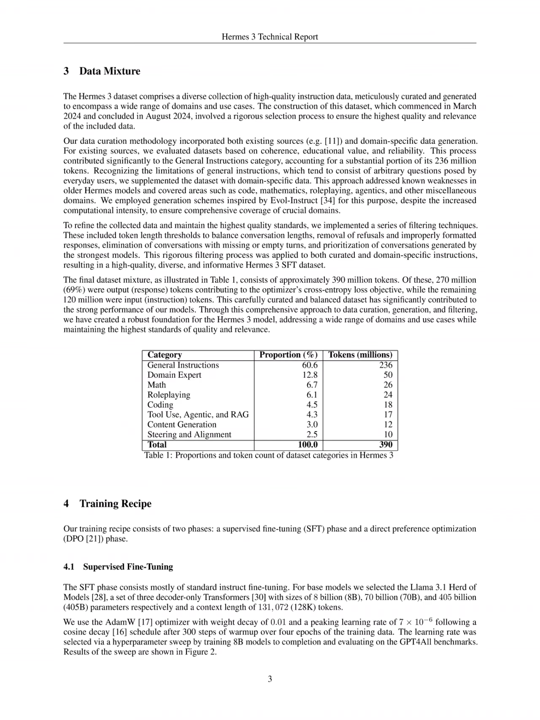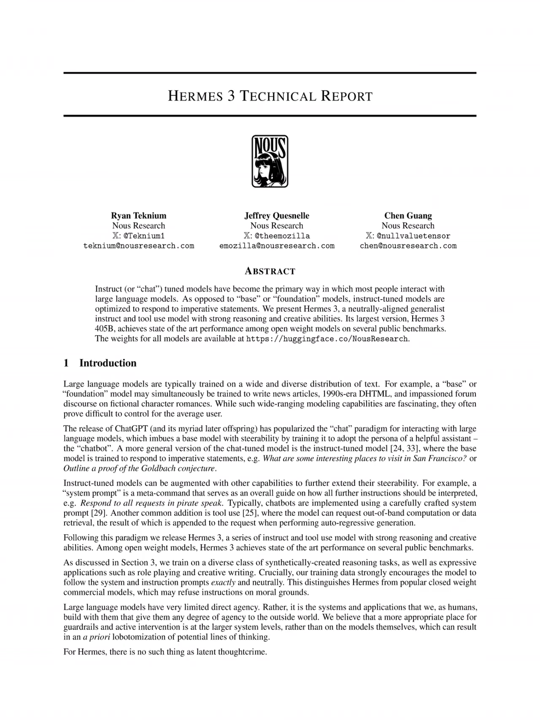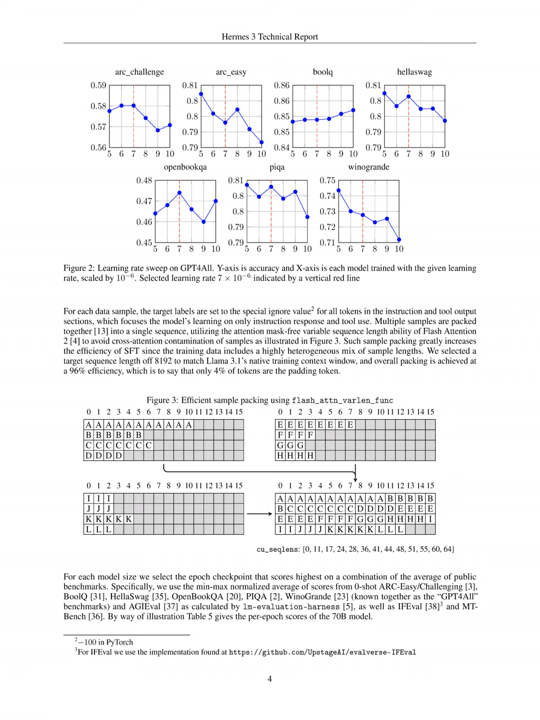Hermes 3 operates through a structured methodology that includes two primary training phases: supervised fine-tuning, SFT, and direct preference optimization, DPO. In the SFT phase, Hermes 3 is fine-tuned using the Llama 3.1 models, where the training focuses on instruction response and tool use, utilizing a special ignore value for non-target tokens.